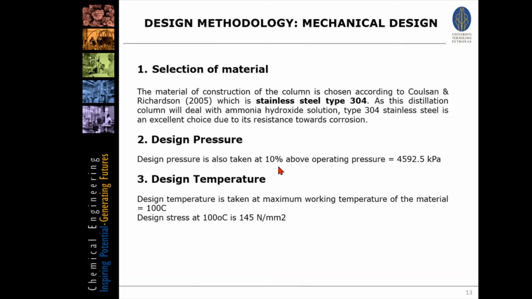Regarding the selection of material, I have selected stainless steel since this column will deal with ammonium hydroxide solution and avoiding corrosion is necessary. The design pressure will be taken at 10% above operating condition, leading us to 4592.5 kilopascal. The design temperature, on the other hand, is taken at maximum value, and the design stress of stainless steel at this specific temperature is known to be 145 Newton per millimeter square.